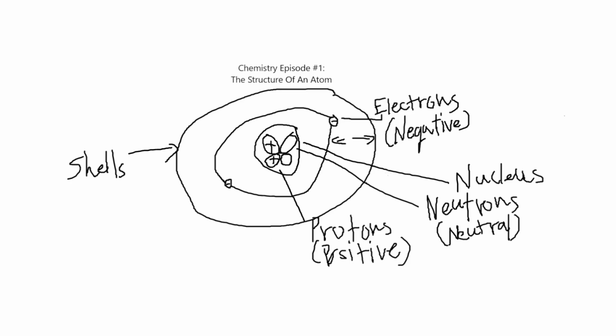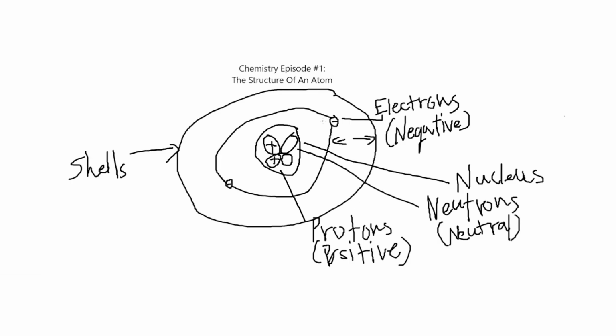Now, the protons and neutrons make up this thing called the nucleus in the center, and the electrons orbit the nucleus. And you can see protons are represented by the plus sign, neutrons are represented with no sign, and electrons are represented with a negative sign.